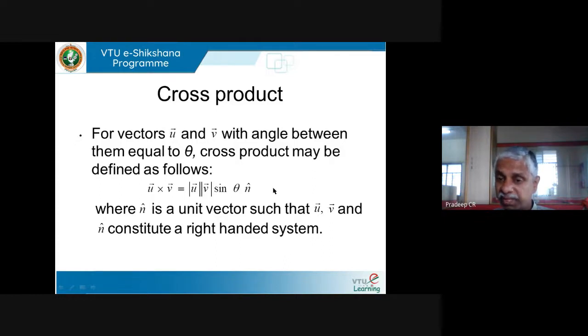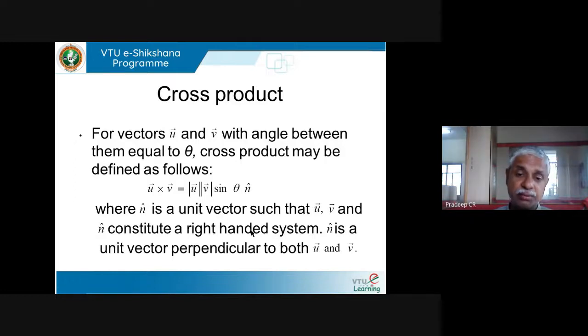Essentially, if you go from u to v, if you keep u to v like this, your right hand curves from u to v, and the direction in which your thumb is pointing is the third vector. Then we say it's a right-handed system. Or you must have also heard of the screw rule, where if you turn the screw from u towards v, then the screw will proceed in the direction of u cross v, meaning the third vector. So then I'll say u, v and the third vector form a right-handed system. So n hat is basically a unit vector perpendicular to both u and v. That's what I was telling you here.